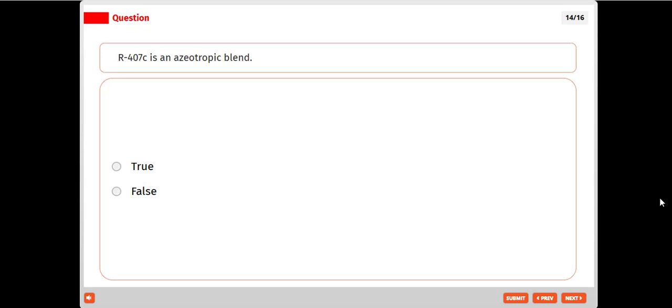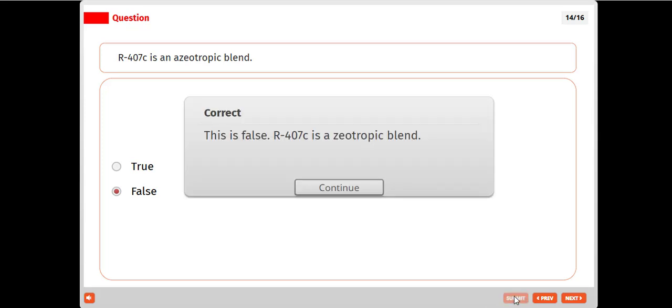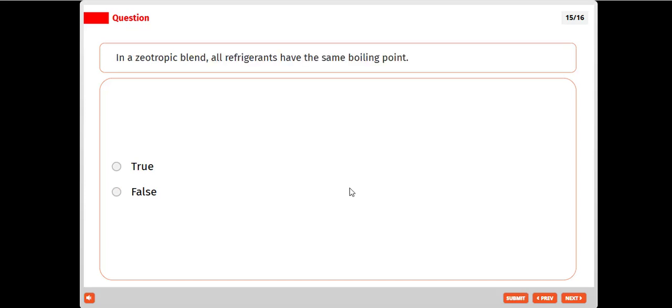R407C is a zeotropic blend, not an azeotropic one. True or false: in an azeotropic blend, all refrigerants have the same boiling point. True.